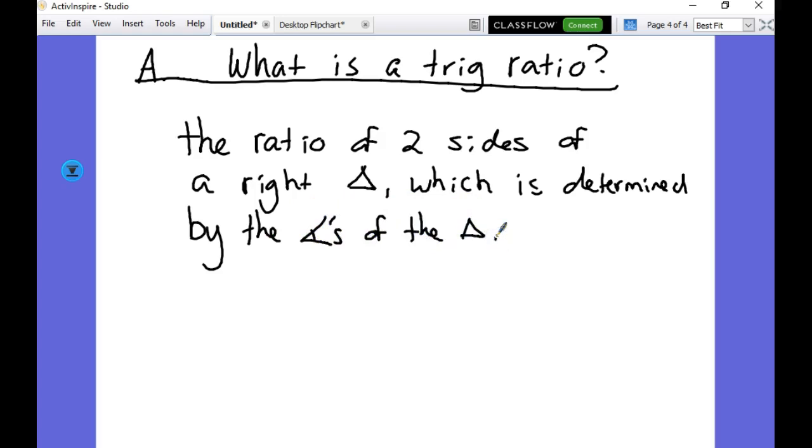So what is a trigonometric ratio? It's a ratio of two sides of a right triangle. It's a fraction out of two sides of the right triangle. And the value of that fraction is determined by the angles of that triangle. Okay? Now, another bonus point.